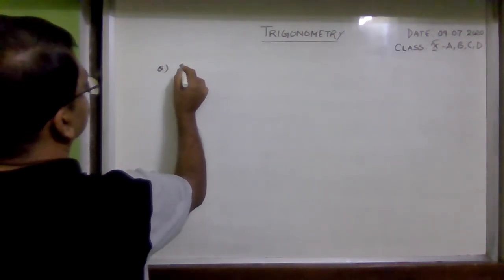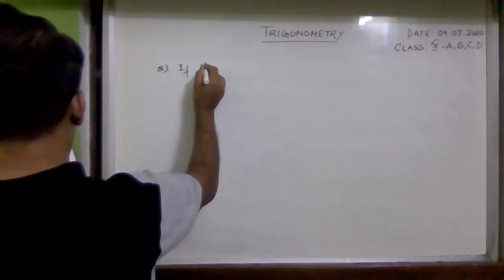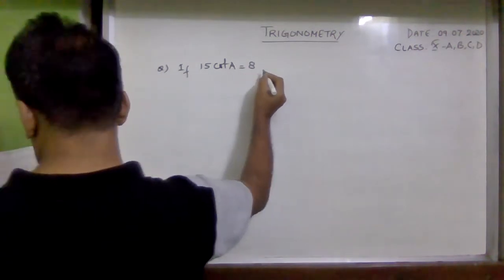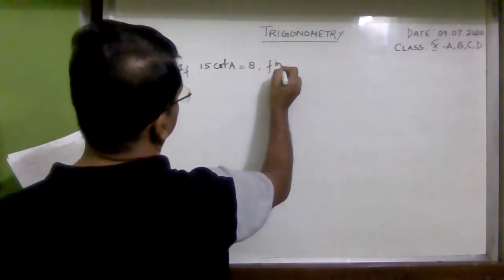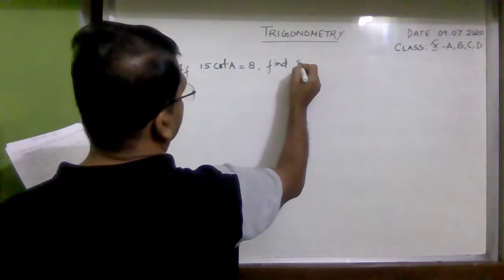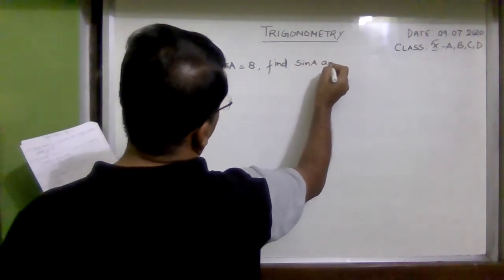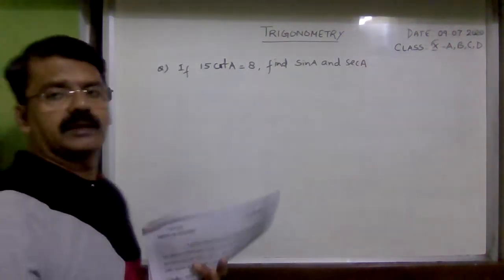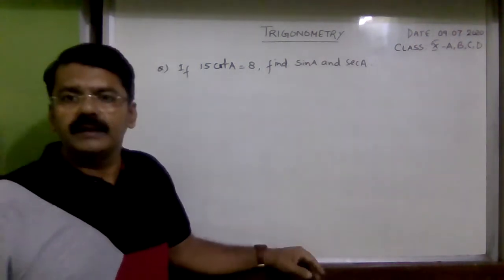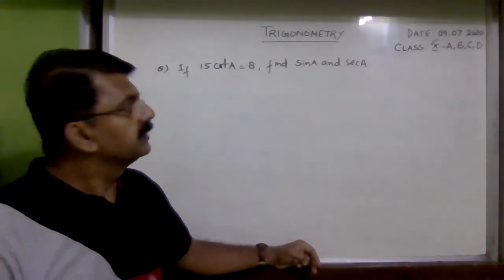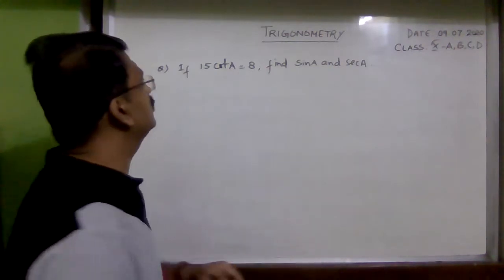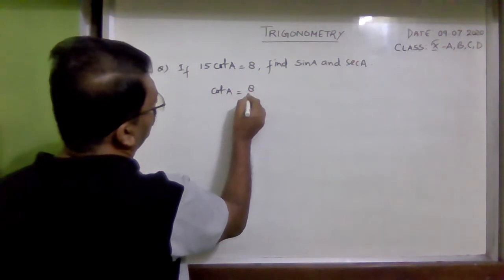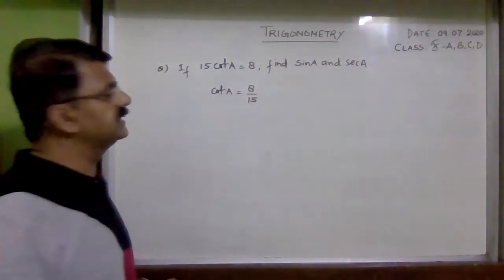If 15 cot A is equal to 8, find sin A and sec A. So they have given the value of cot A and you have to find sin A and sec A. So first of all, you see cot A is equal to 8 upon 15. Okay, cot A is 8 by 15.